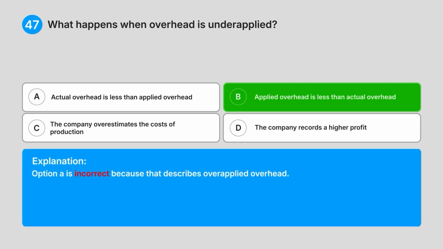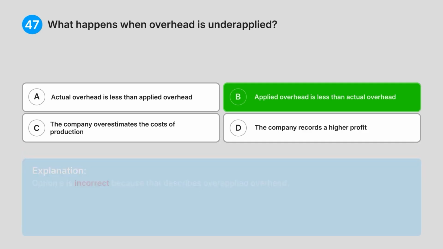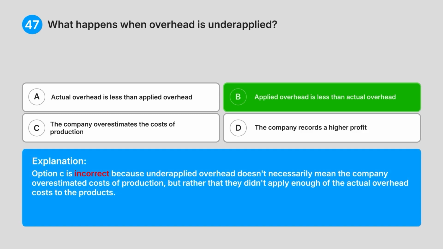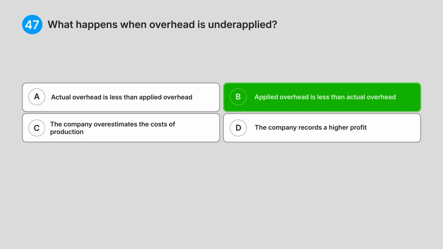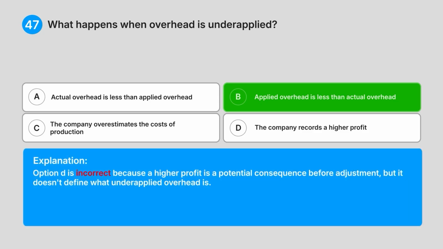Option A is incorrect because that describes overapplied overhead. Option C is incorrect because underapplied overhead doesn't necessarily mean the company overestimated costs of production, but rather that they didn't apply enough of the actual overhead costs to the products. Option D is incorrect because a higher profit is a potential consequence before adjustment, but it doesn't define what underapplied overhead is.